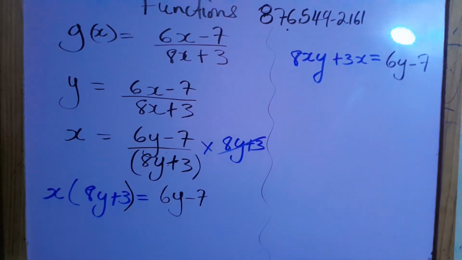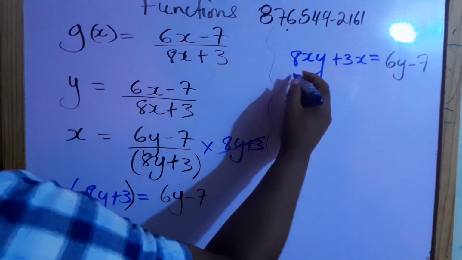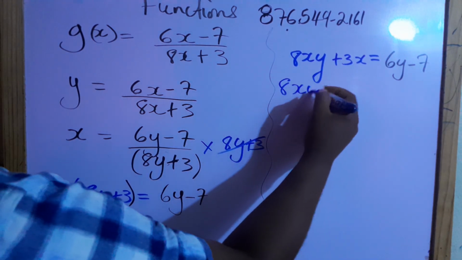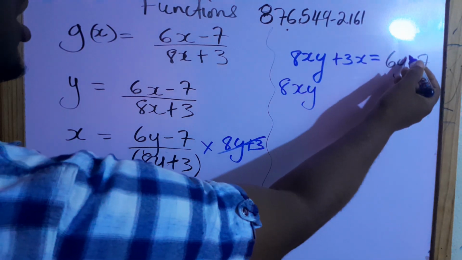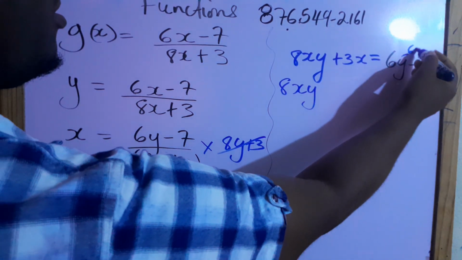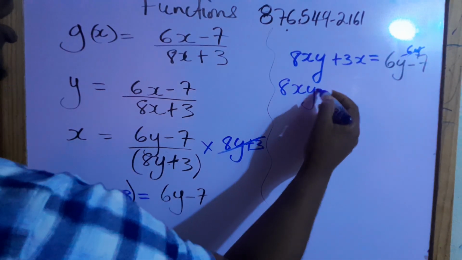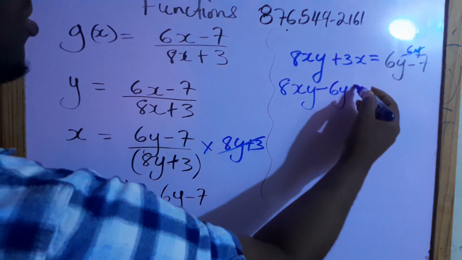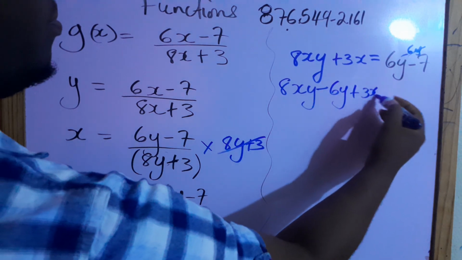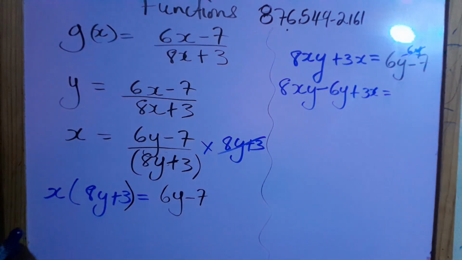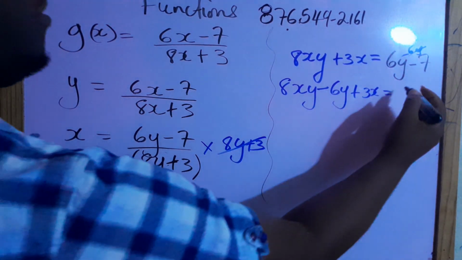Alright. So we need to get all the y terms together, right? So what we're going to do, we're going to bring this 6y with the 8xy. So let me just do that. So we have 8xy. But remember, we must take the inverse, so I'm going to minus 6y from that side. Anything you do to one side, you do to the next side. And over here, we're left with what? Negative 7.